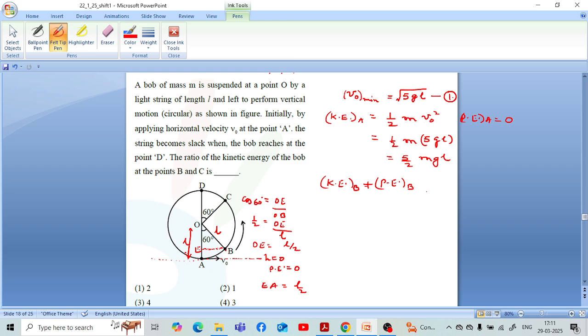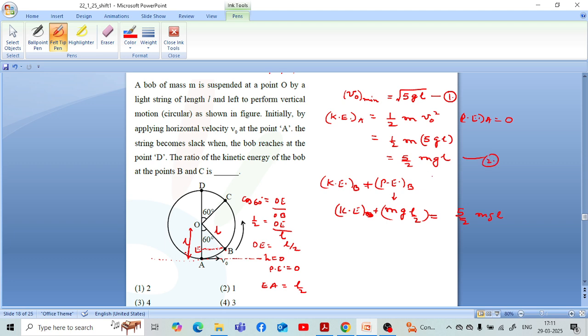Potential energy is equal to mg into the height. So this height EA is L by 2, and we can say that the potential energy is mgL by 2. So KE at B plus mgL by 2 is equal to the total mechanical energy at point A, which is equal to the kinetic energy only, because the potential energy at this point is 0. So we can write here 5 by 2 mgL. Suppose we call this equation 2.